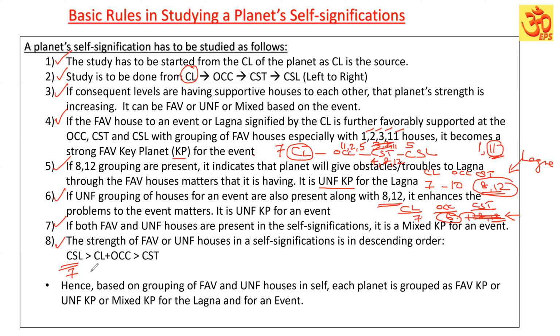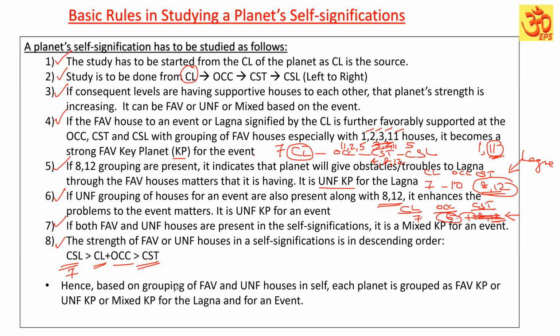This is the basic. But depending on the other houses in the CL, OCC, CST only, this strength is going to be there. You have to keep that in mind. Basically, CSL is stronger than the cuspal lordship. This is a result. This is source. And next comes the OCC, the occupying house. Finally, the strength is given to the CST, cuspal star lord ownership. Hope you would have understood.